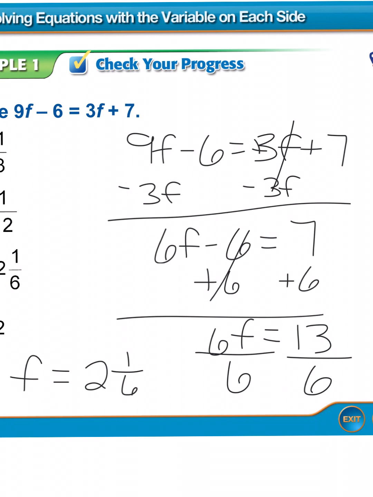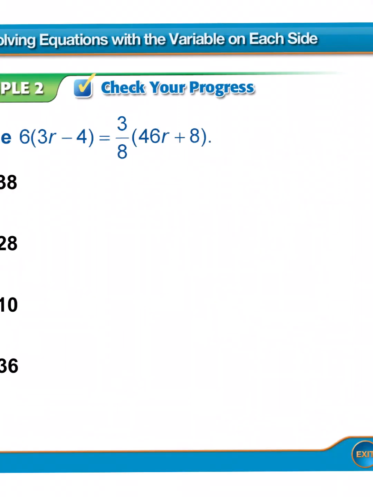Yep. What do we do when we have fractions? How do we get rid of them right away? Multiply by what? By the denominator. Multiply by the denominator. All we got to do. Multiply by 8 on both sides. What happens on the right side? 8 disappears. The 8's cancel out. What do I have left? 3. I have 3 left times 46r plus 8.